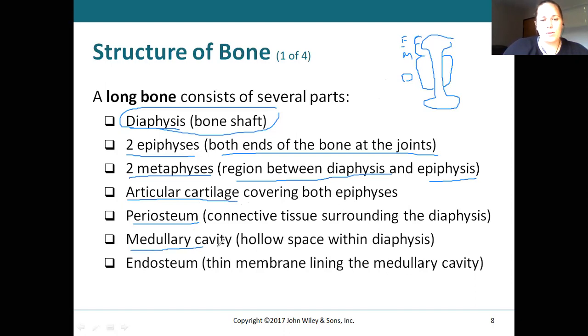And then you have your medullary cavity. This is the hollow space within it. So if you look at the inside of a bone, you'll notice that there's this hollow space within it.